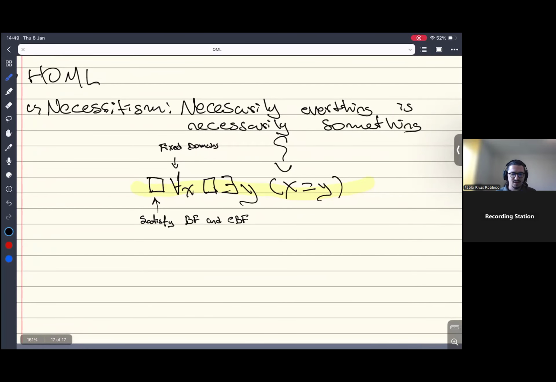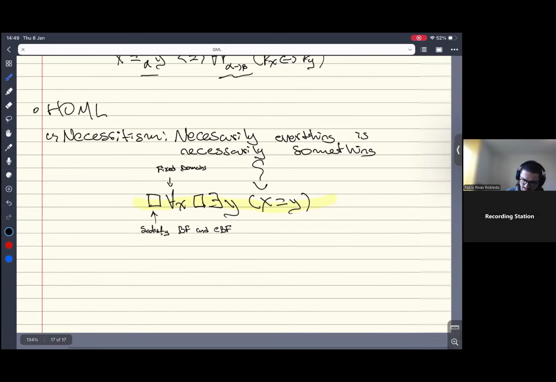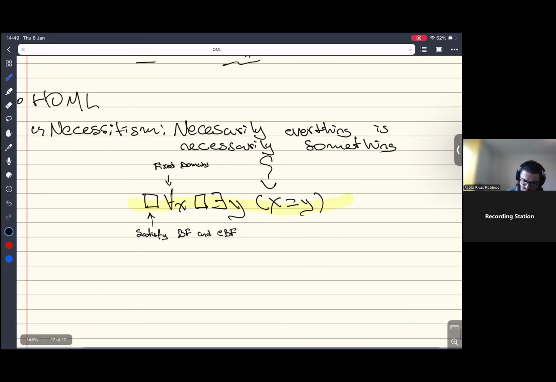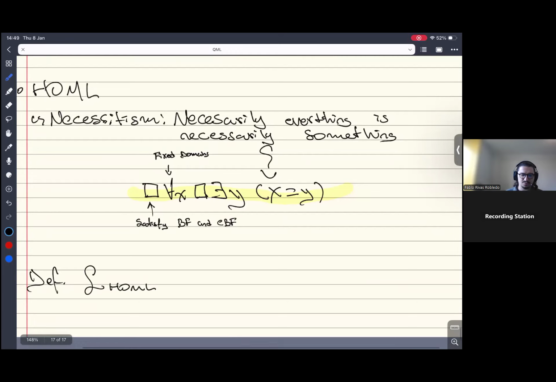All right. So for the language, we're going to use the types that we just defined. The language that we have for higher order modal logic is going to be determined by a set of variables, and we're going to have a countable set of variables for each type.